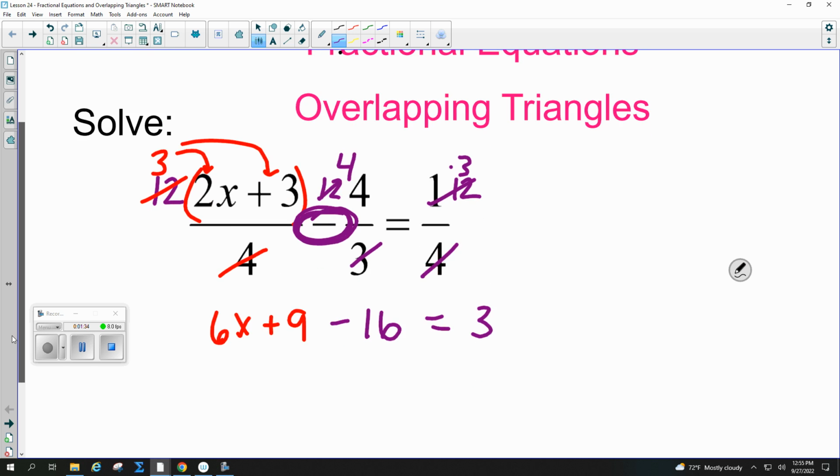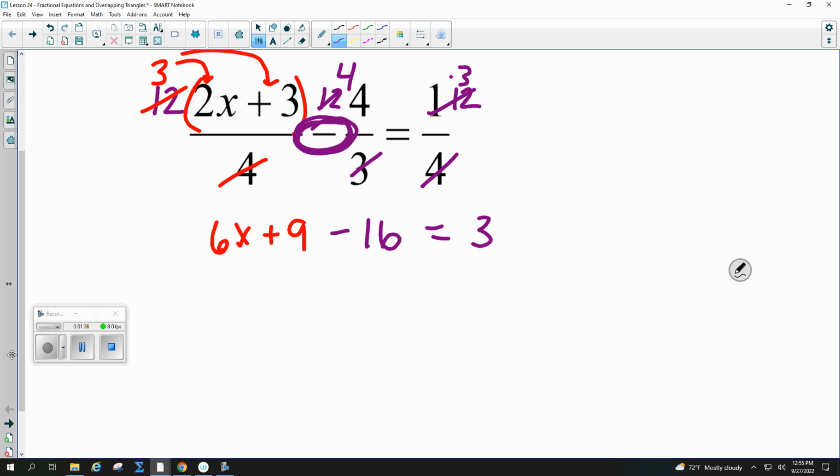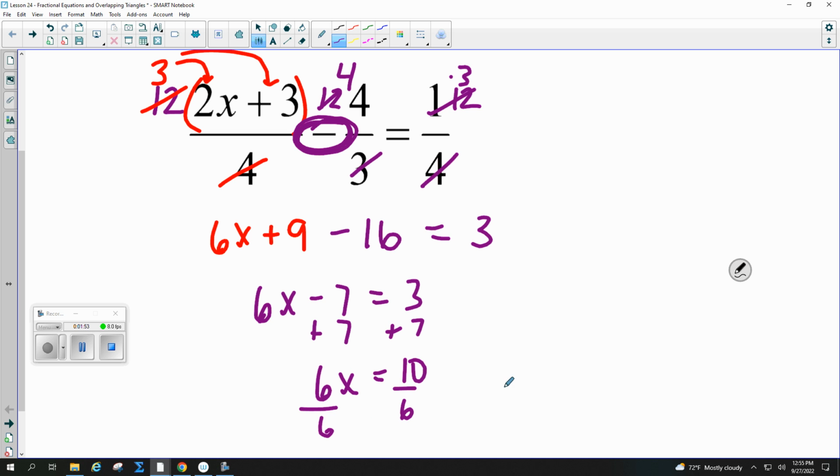Okay, once you do the first step correct, you usually can get this problem right because it's just basic algebra, right? So now I'm going to combine these. 9 minus 16 is negative 7. And then I'm going to add 7 to both sides. And then I'm going to divide by 6. And I get 10/6, but you do want to reduce that to 5/3.